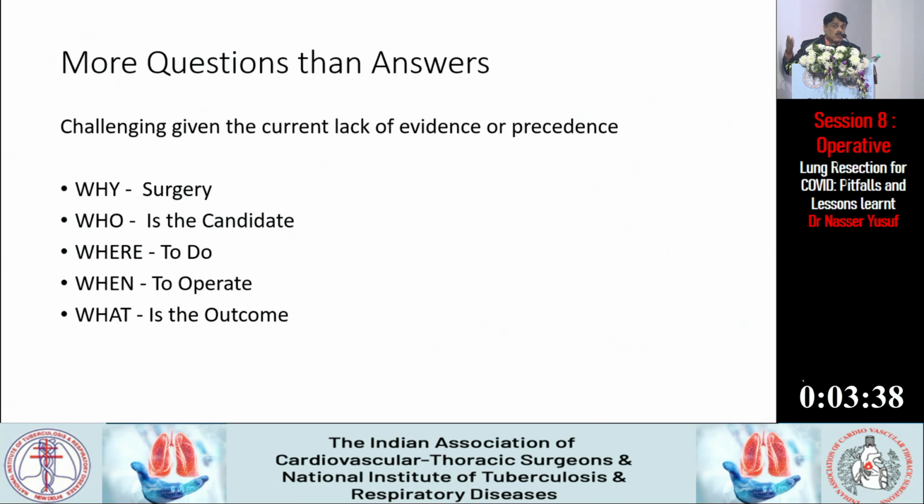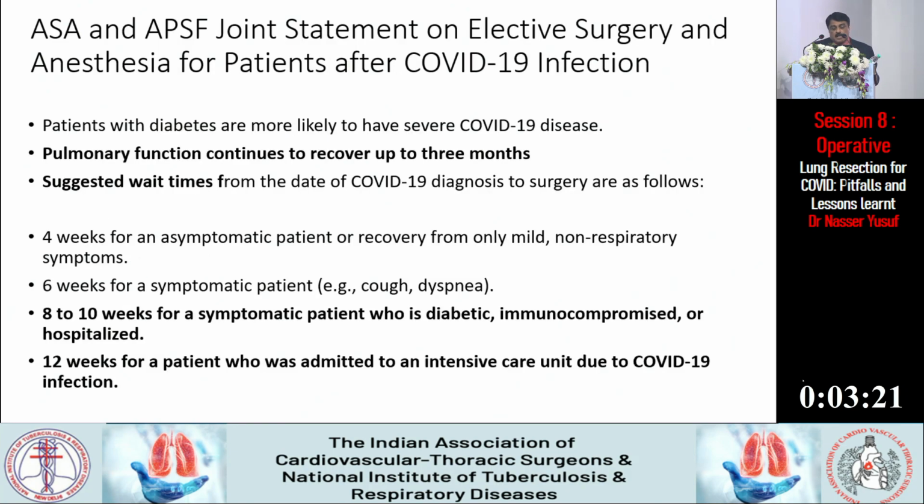So at the beginning, we had more questions than answers, but over time, it has come down to why surgery, more or less explained. Who is the candidate? We are getting there. Where to do, we know. When to operate, again a gray area. What is the outcome? We'll see. This study was to let you know when we can operate.